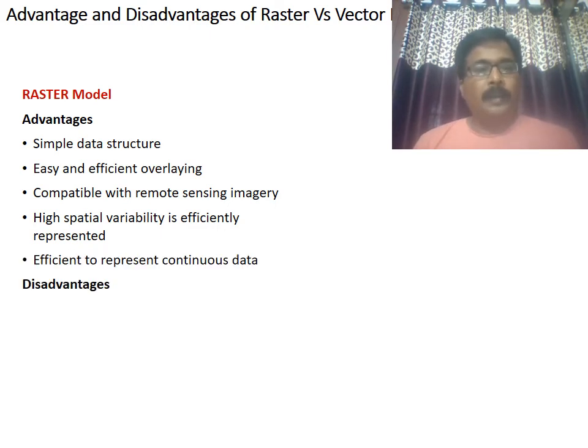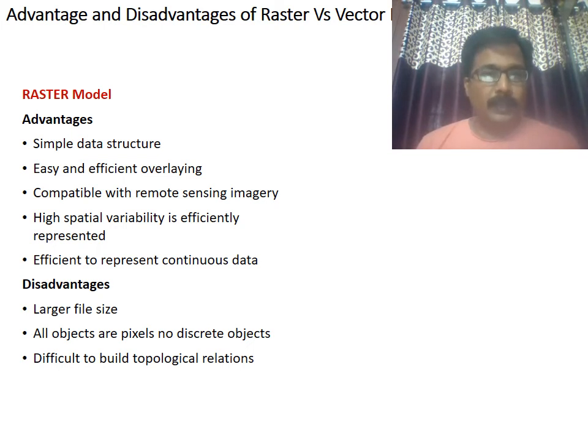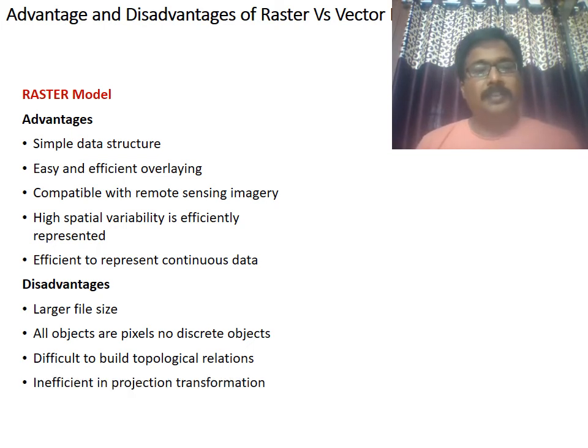And the disadvantage of the raster model is it is going to occupy a large file size, and all objects or pixels have no discrete objects. Every information is given in the form of a pixel, and you cannot separate any objects out of it. And it is difficult to build topological relationships. What is the relationship between one point information to another point information? That topological relationship is very difficult to build in the form of a raster model, and this is very inefficient in projection transformation.